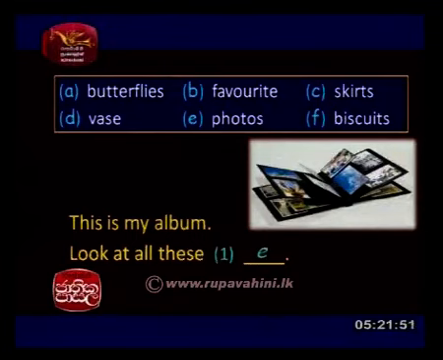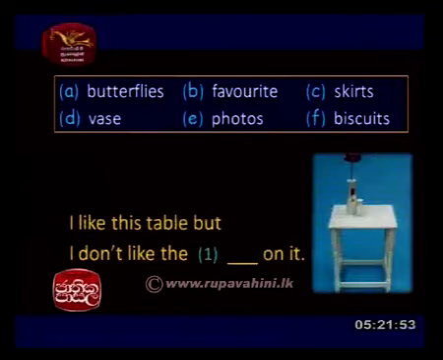I like this table, but I don't like the blank on it. Yes. I like this table, but I don't like the vase. You can see a vase there. So what is the letter? D. Right. The next one.